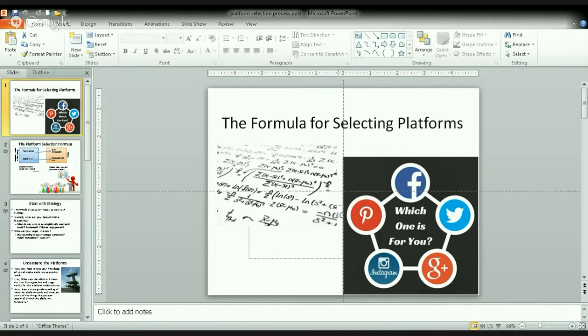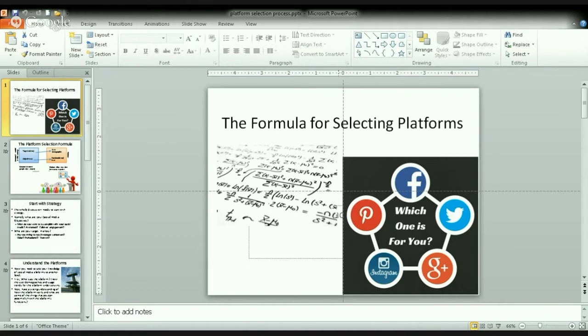You also need to understand the platform. You need to understand what the user demographics are of the platform, who's there, who's using it, and what the platform does and how people are using it from a functional perspective. With these two elements that you can now compare, you can run the formula and determine whether or not the platform is appropriate for your particular company's social efforts.